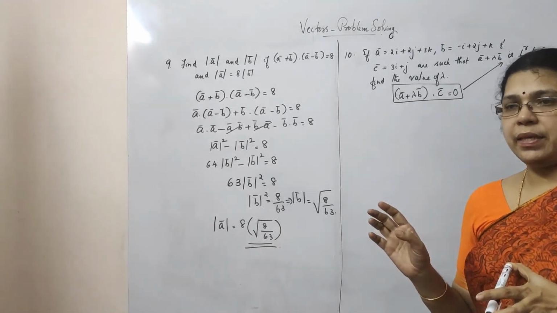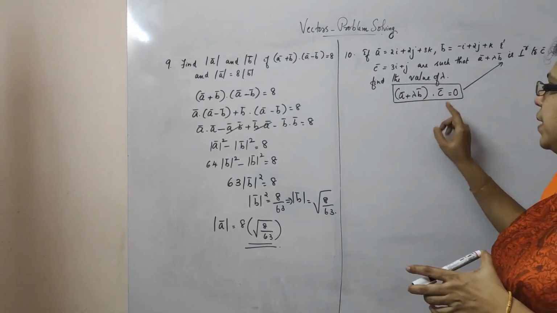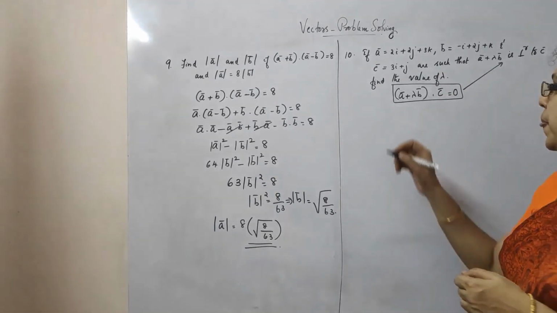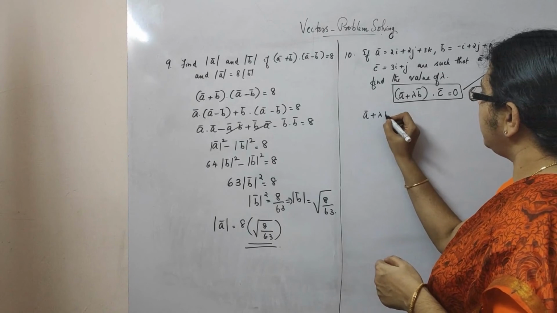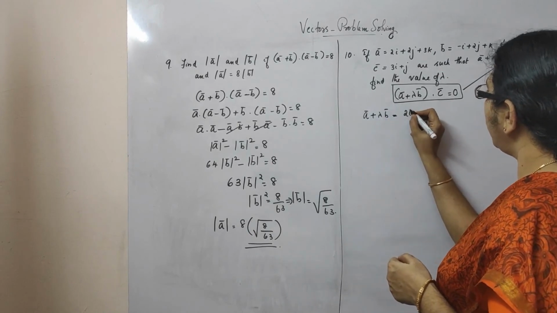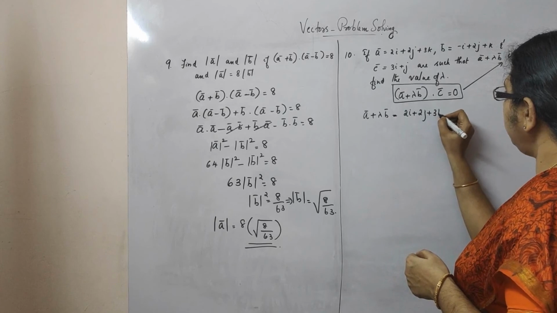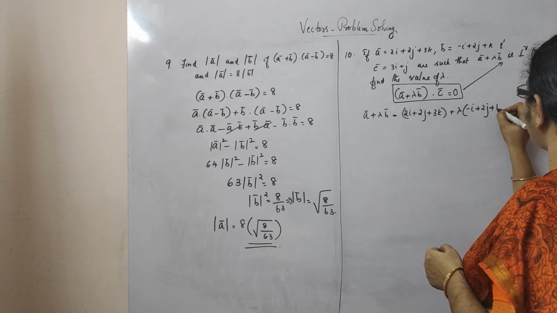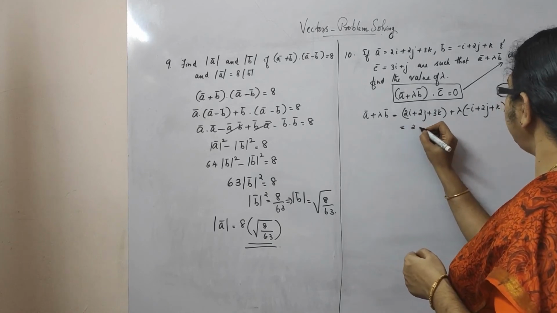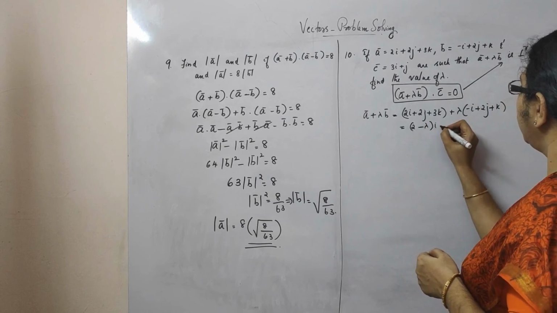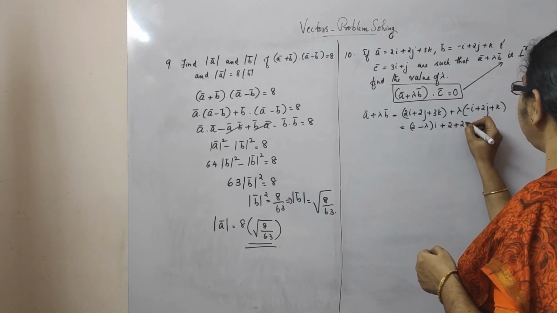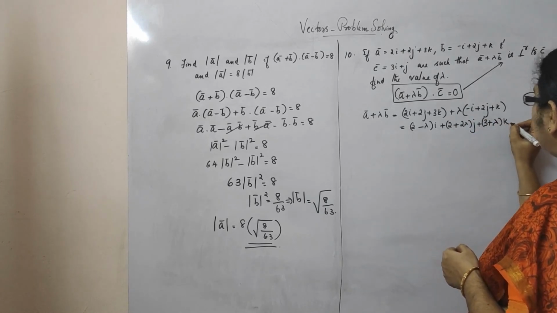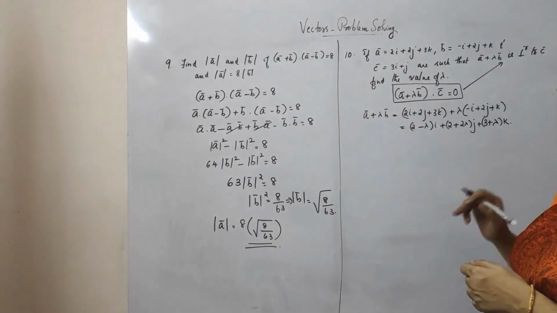We had already discussed everything of this kind. So (A plus lambda into vector B) dot vector C is equal to 0, and hence I will find the value of lambda. What is vector A plus lambda into vector B? A is 2i plus 2j plus 3k plus lambda into (minus i plus 2j plus k). What will I get? (2 minus lambda) into i plus (2 plus 2 lambda) into j plus (3 plus lambda) into k. This is A plus lambda into vector B.